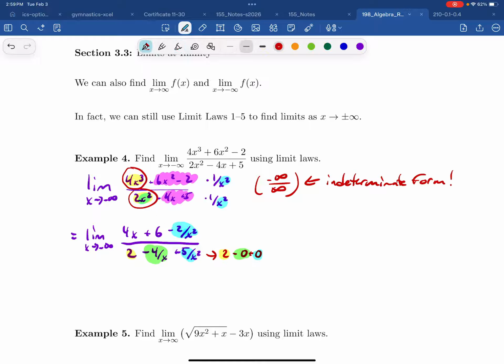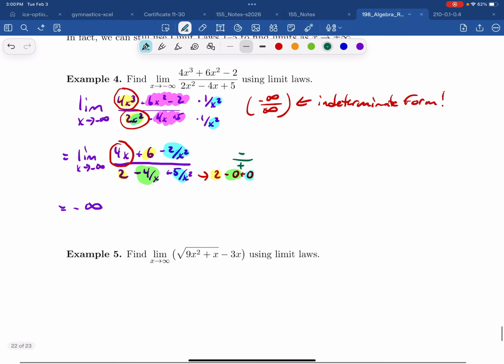And the question really becomes, what is happening with this 4x? Well, x gets really large without bound. Everything else goes to 0 or just a constant, right? 6 is sort of in 2 land, right? And 4x blows up, but in the negative direction, because x blows up in the negative direction, and we just multiply it by 4. So this equals negative infinity. We have a negative divided by a positive, which gives us negative, and we have negative infinity. So that's our answer, negative infinity.